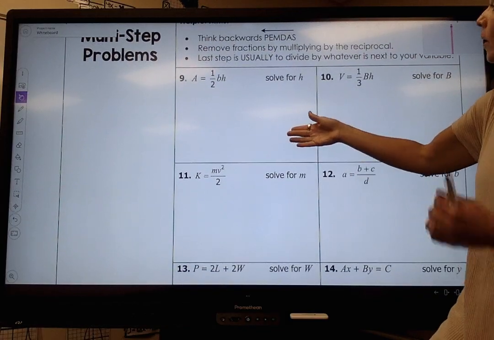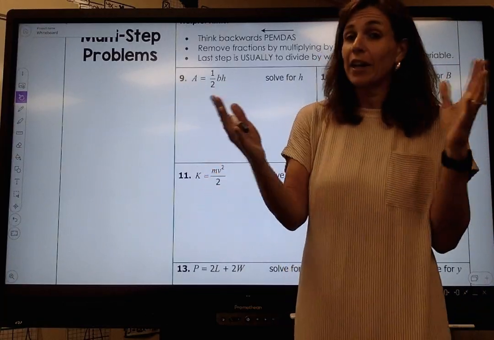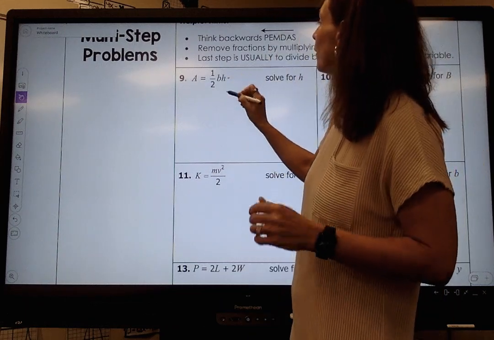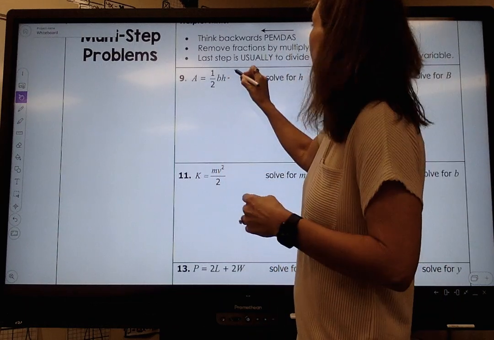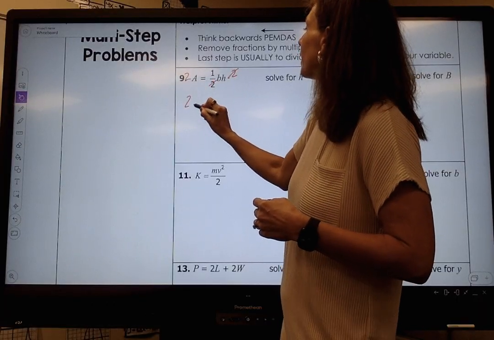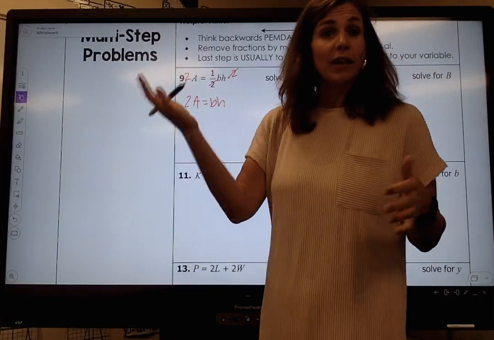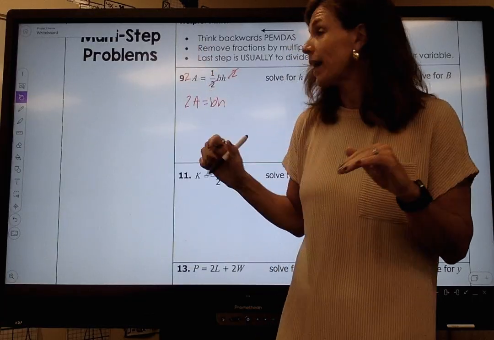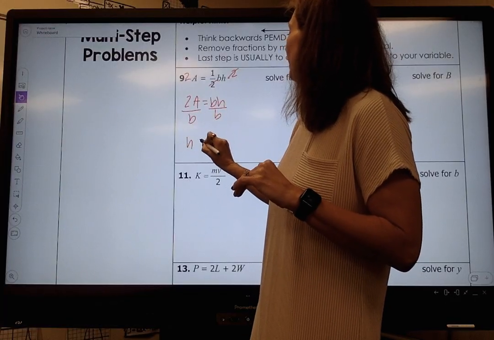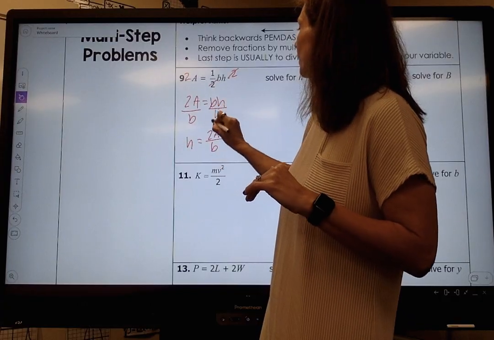Okay, so if I want to get h by itself, I want to clear out my fraction first. And how do you clear out your fraction? Just like we've been doing before. I use multiplicative inverse. So I multiply by 2 on both sides. My 2's cancel out, and I'm left with 2a equals bh. And then to get h by itself, we do what we did above. We divide, we separate both sides by b. So I get h equals 2a over b. B's cancel out.